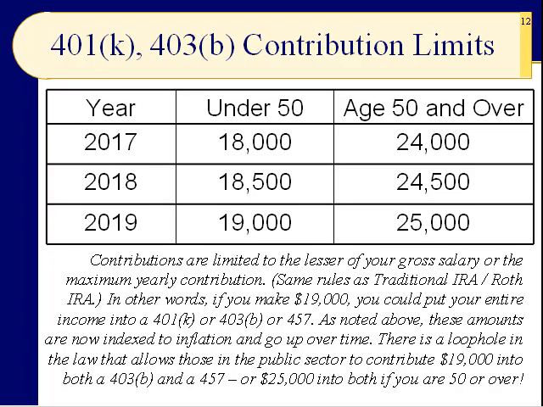And as we're going to see on this slide, slide number 12, you see the amounts increasing with inflation. These are the 401k, 403b contribution limits. In 2017, 18,000, 2018, 18,500, 2019, 19,000. So see, they're going up with inflation, and they're very, very generous.